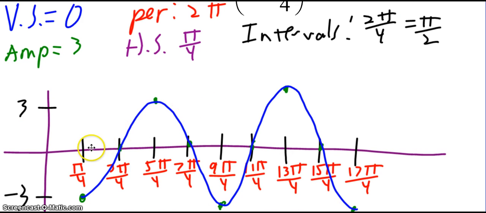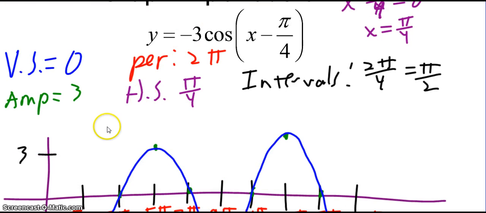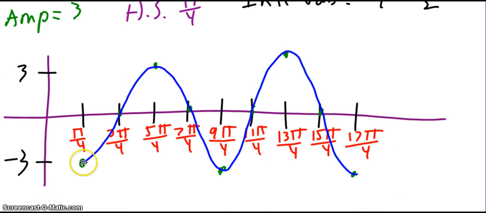So now I started at pi fourths, and then I have my 9 marks, adding pi halves each time, going down at -3, up to +3. But because it was a -3, I start below the axis. So I flip or multiply the cosine function by -1. Plot my points, and then draw my curve. All right, go on to part 2 for the last example.